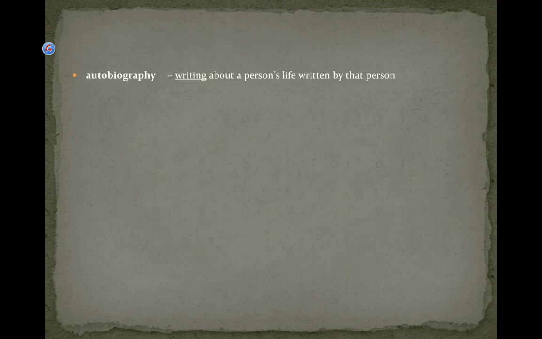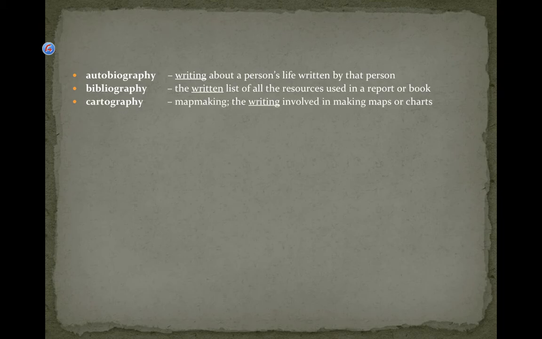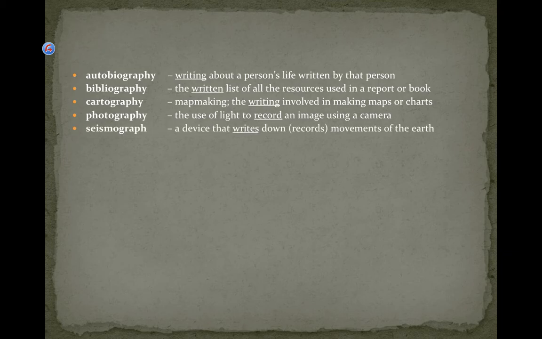So these are our words for this week. We need to start to commit these to memory. An autobiography is writing about a person's life by that person. A bibliography is the written list of all of the resources used in a report or book. Cartography is map making. Specifically, it's the writing involved in making maps or charts. Photography is the use of light to record an image using a camera. Seismograph is a device that writes down or records the movements of the earth.